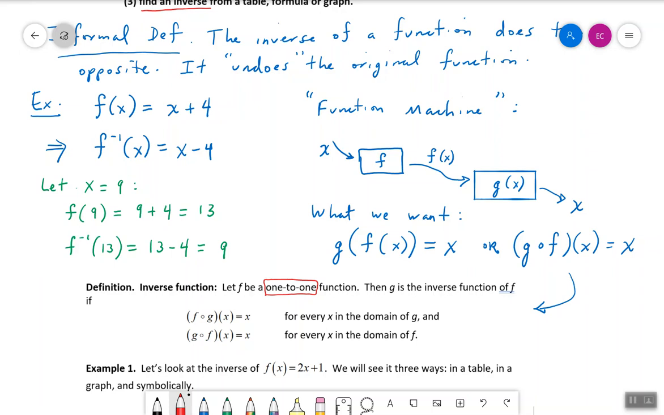Okay, and then before we go on to the first example, I want to back up for just a minute, and I want to talk about notation here.